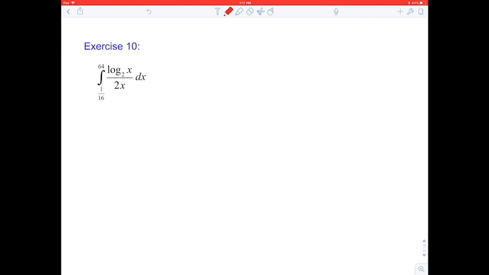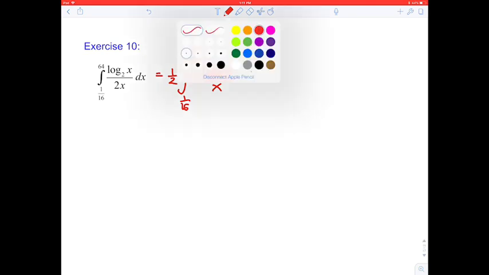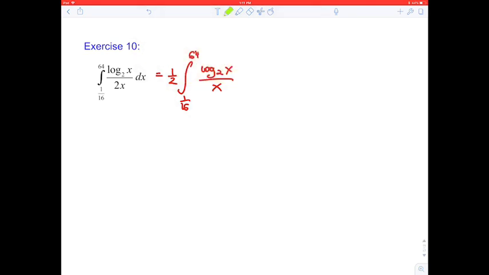Integral number 10 from 1 over 16 to 64, and it's log base 2 of x over x. What I will do, I will simply put 2 outside for now. Log base 2 of x over x, and I will keep my limits for now. And now we can see also that the u substitution will work. U, I will say, is log base 2 of x. Derivative of log base 2 of x is 1 over x times ln of 2 in the denominator dx.